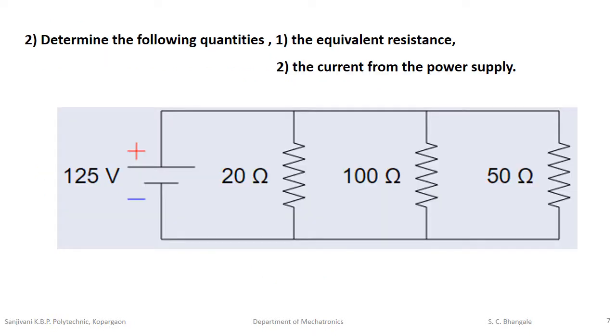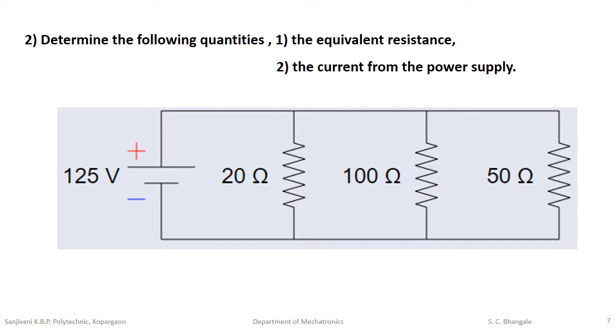Now we'll discuss the second example. Determine the following quantities for the circuit. We have to calculate the equivalent resistance and the current from the power supply. If we see this diagram, three resistors are given with values 20 ohm, 100 ohm and 50 ohm. These resistors are connected in parallel, and 125 volts is applied across these three resistors.